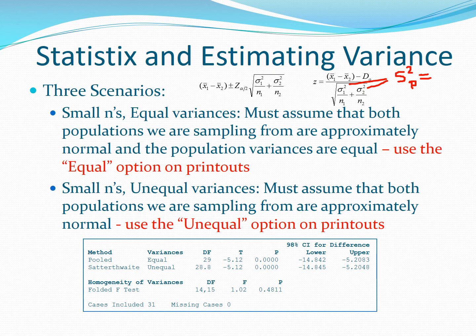If they have equal variances, we're going to assume that the variances are equal, and then we're going to use the equal row. We're going to come in here and get what's called the pooled method. We're going to use the equal row on the printout. We need approximately normal populations. We need equal variances. The third scenario is what happens if you have small n's and the variances aren't equal? Well, then we're just going to have to assume that both populations are approximately normal and use the unequal option.